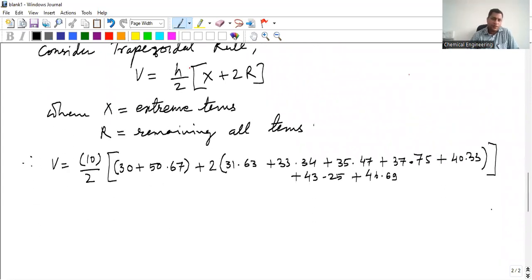Now we have to calculate this value. So what value are you getting for this? Sir, I'm getting the value of V as 3087.95. Okay, let's think of the others. What about the others? What values are you getting?